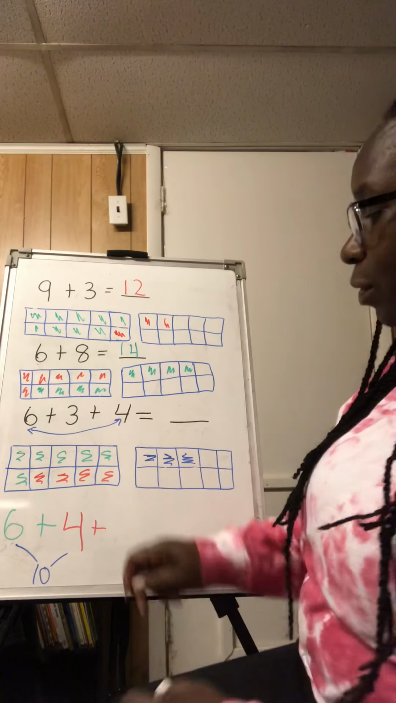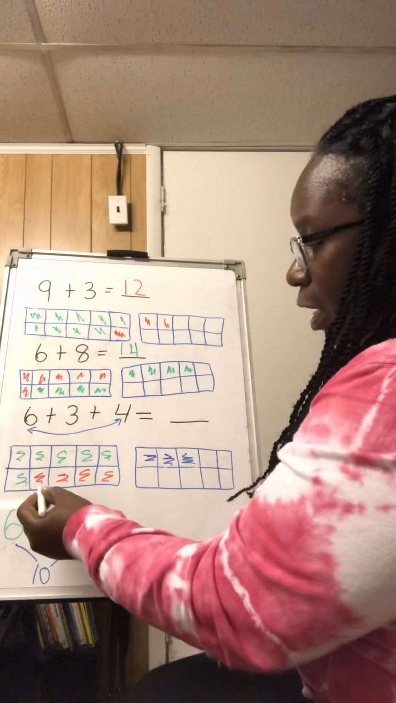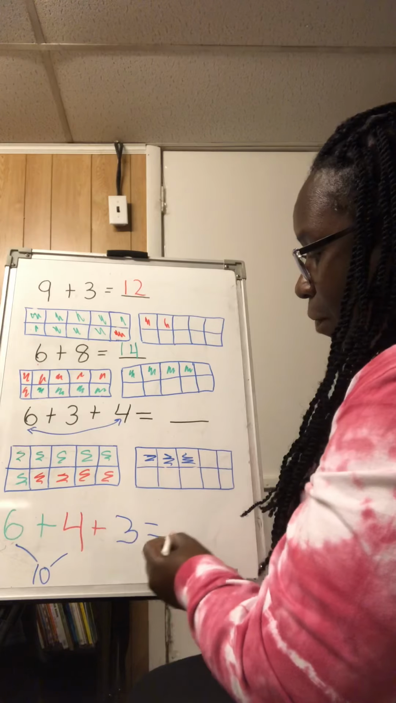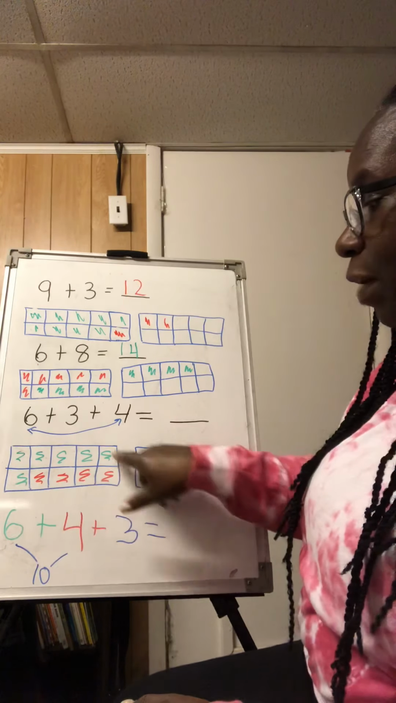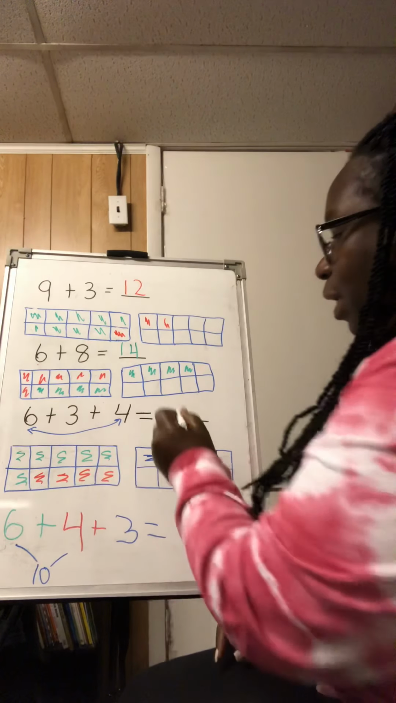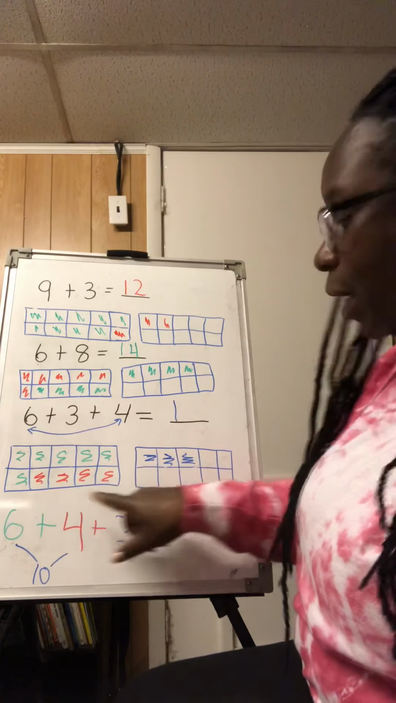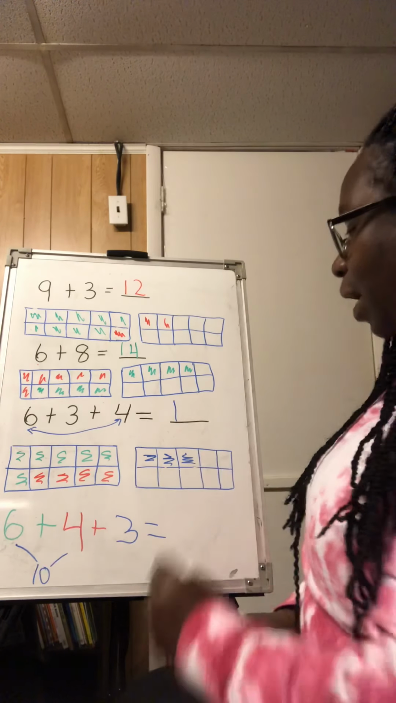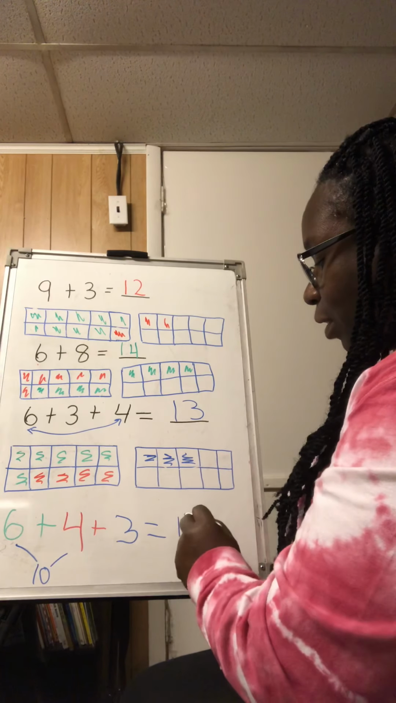Okay, so 6 green, 4 red, and 3 blues. Okay, so we know we have 10 right here, so that's 10. That's our 10 because the 10 frame is full. How many ones do we have? How many left over? Right, we have 3 left over. So that gives us 13.